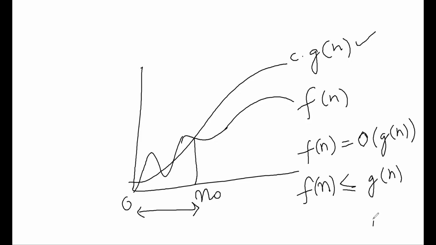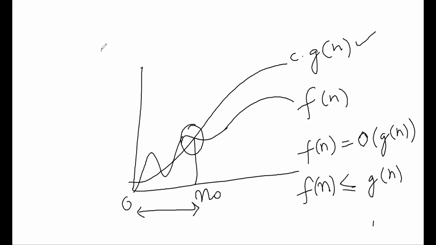It is the less than or equal to. The equal to point is here, where at n0 the value of both f(n) and g(n) is the same. But beyond n0, f(n) is less than g(n). So if that is the case, we say f(n) is O of g(n), which means the rate of growth of f(n) is less than the rate of growth of g(n).